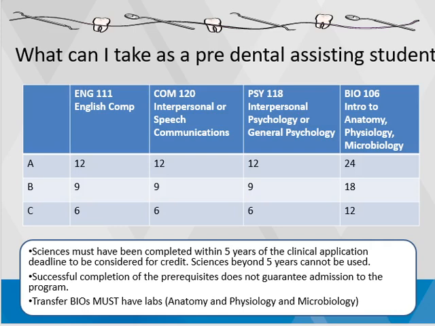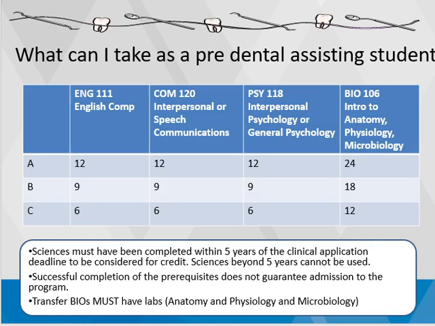Students who are classified as pre-dental assisting students are then eligible to begin enrolling in prerequisite or general education courses. Those courses are in the darker blue area on the slide. They include English 111, which is English composition. They include Communications 120, which is interpersonal communications, or you may take a speech course. It includes Psychology 118, which is interpersonal psychology or general psychology. And then finally, there is a Biology 106. And this title is Introduction to Anatomy, Physiology, and Microbiology.